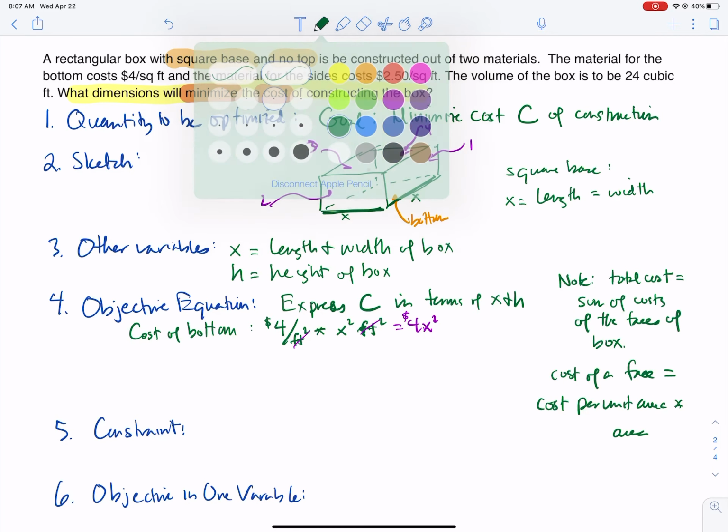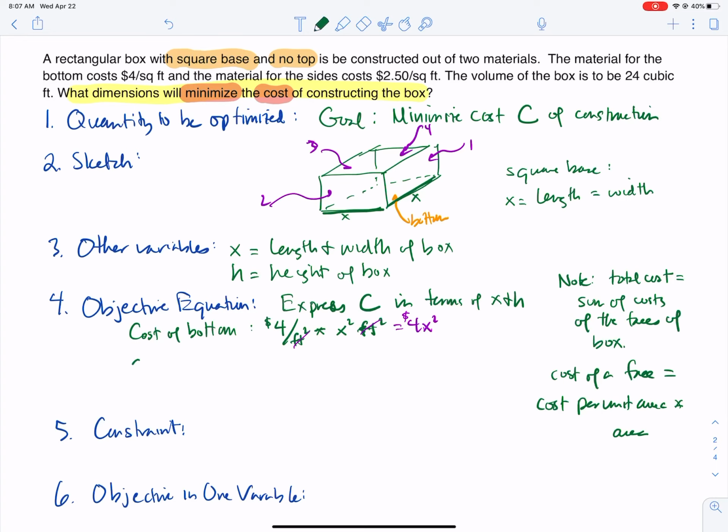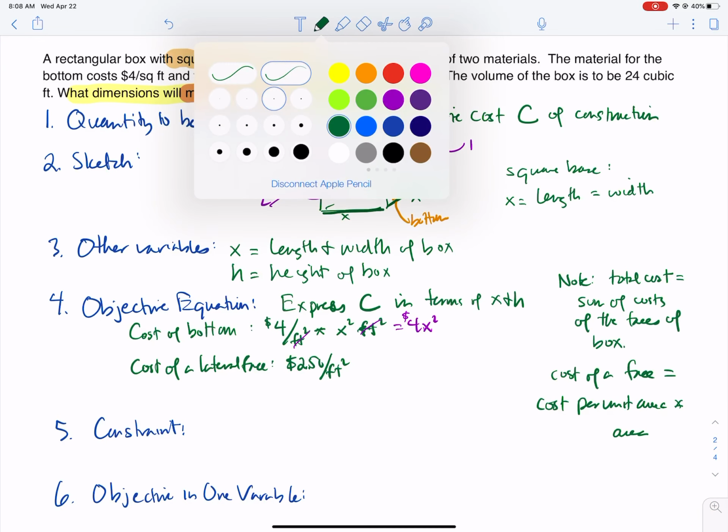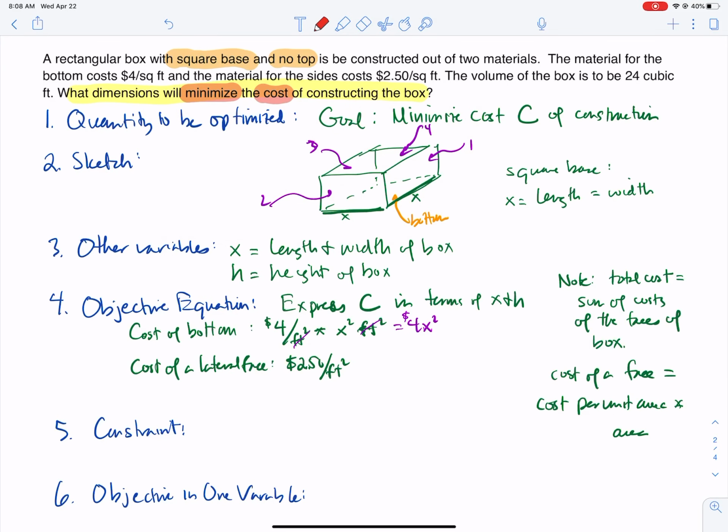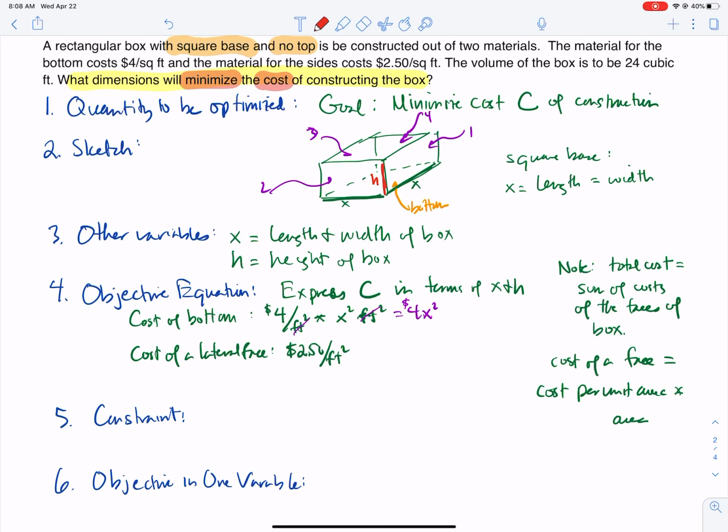Then I can think about doing the same thing. The cost of a lateral face is going to be $2.50 per square foot. And now let's think about what the area of a single face is. Well, I've got h as my height, and I've got x as my bottom. And so in terms of length times width, that's x times h. That's going to be in square feet.